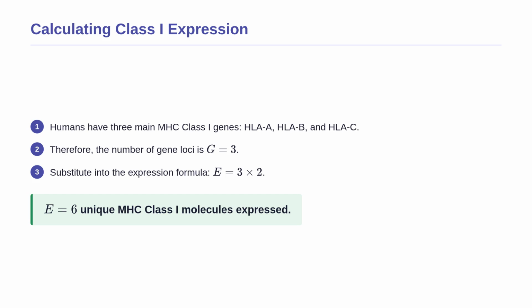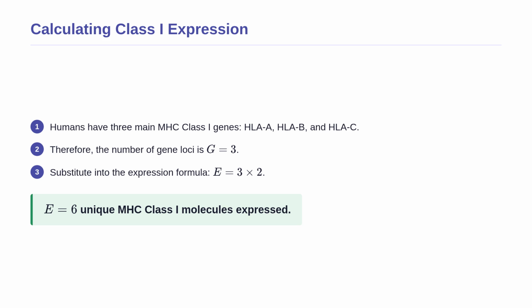Let us apply this formula with a concrete example. We want to find out how many unique MHC class 1 molecules are present on the cells of a completely heterozygous human. We know that humans have 3 main MHC class 1 genes, HLA-A, HLA-B, and HLA-C. So our given number of gene loci, G, is 3.